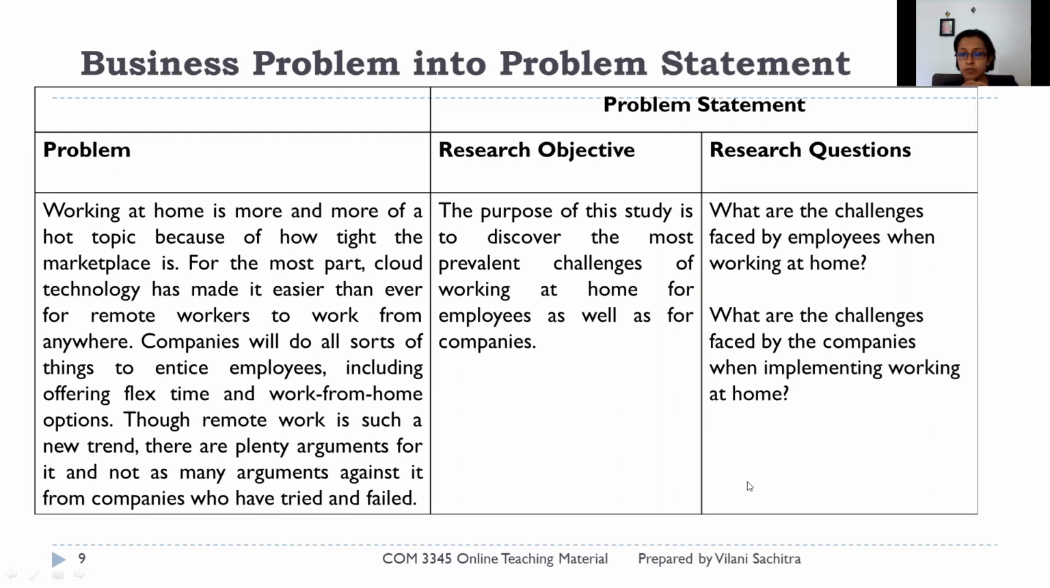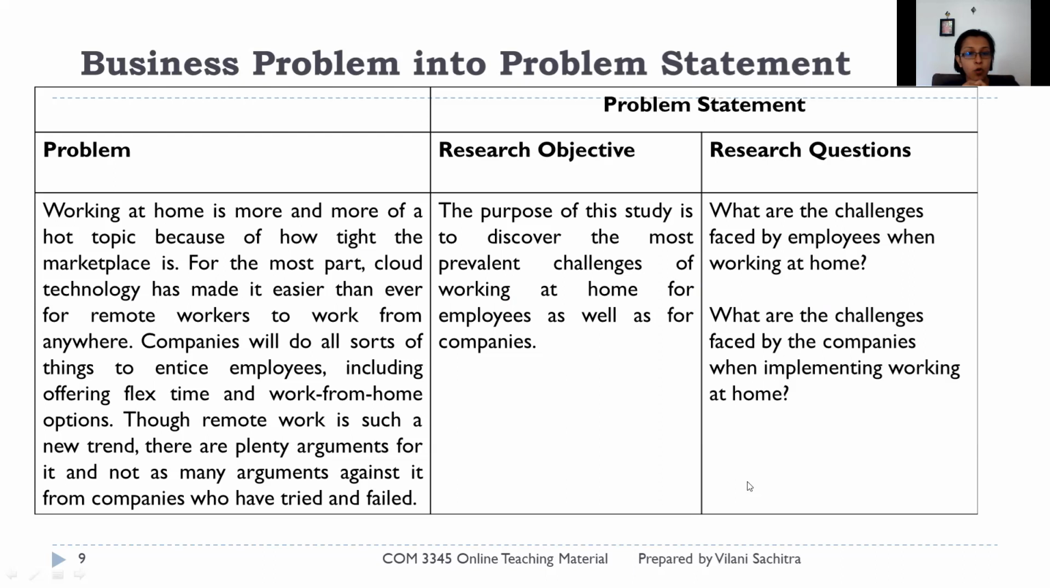This comes with the working from home concept. Now the problem I explain in this way. Working at home is more and more of a hot topic because of how tight the marketplace is. Actually, this study was done before the COVID-19 pandemic. For the most part, cloud technology had made it easier than ever for remote workers to work from anywhere. So we know that with this working from home concept, we can work from anywhere. We don't know whether we are at home, at some other place, or in our vehicle. Everyone has the freedom to work anywhere.